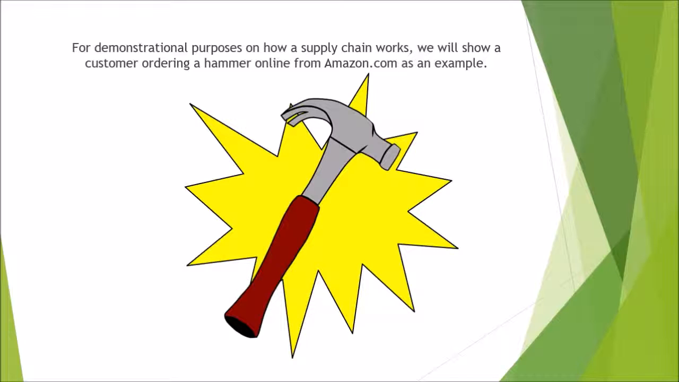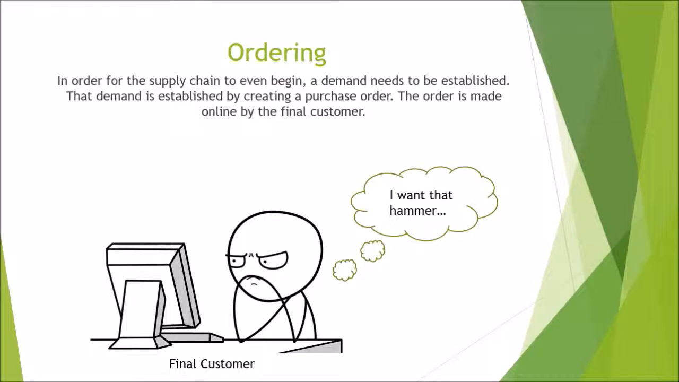For demonstrational purposes on how a supply chain works, we will just show a customer ordering a hammer from Amazon.com as an example. In order for the supply chain to even begin, a demand needs to be established. That demand is established by creating a purchase order. The order is made online by the final customer during checkout.